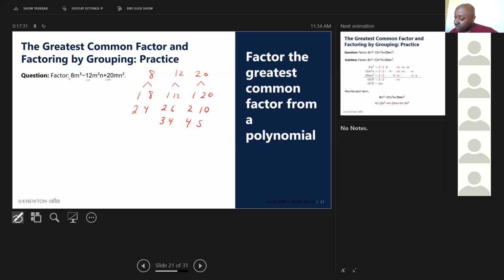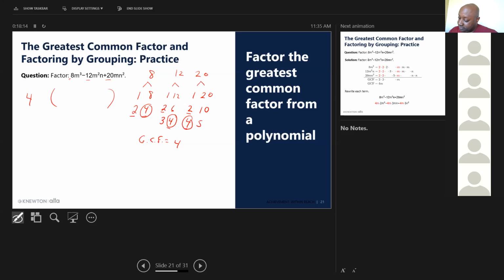So now I want to underline what factors they all have in common. They have a 2, and a 2. They have 4, 4, and 4. So the greatest common factor is 4. And I'll circle that. So that means on the outside of my parentheses, I know I can write 4. We're going to have these parentheses for stuff left over to be written inside the parentheses. Okay.